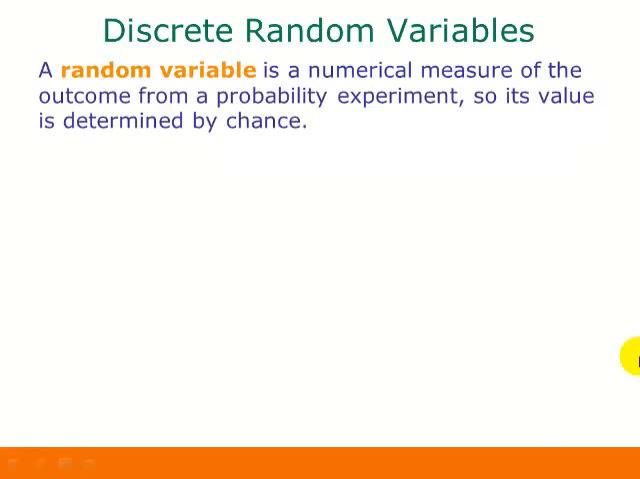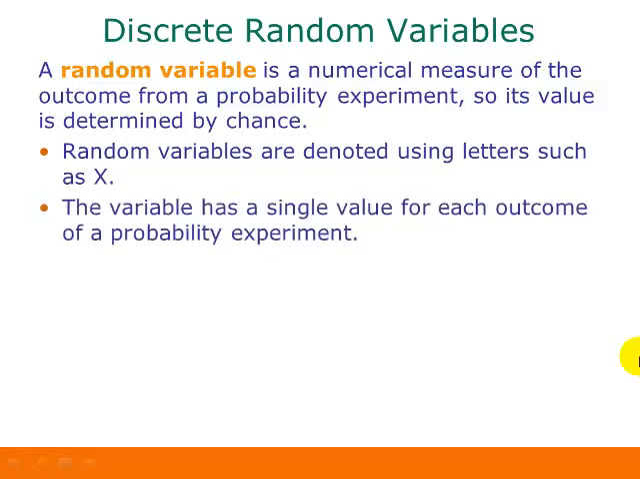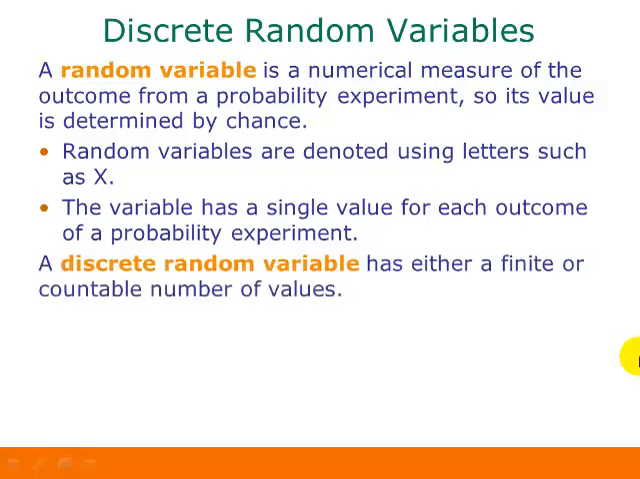A random variable is a numerical measure of the outcome from a probability experiment, so its value is determined by chance. Random variables are denoted using letters such as x. So these are variables just like you would have talked about in algebra, x, y, z, and so on. The variable has a single value for each outcome of a probability experiment. And a discrete random variable has either a finite or a countable number of values.